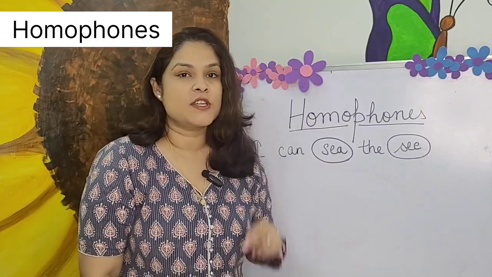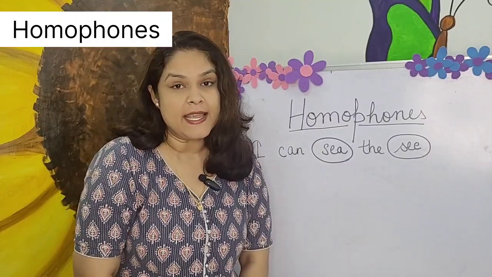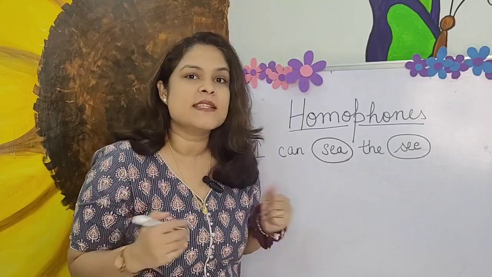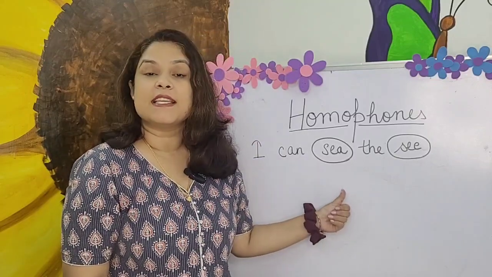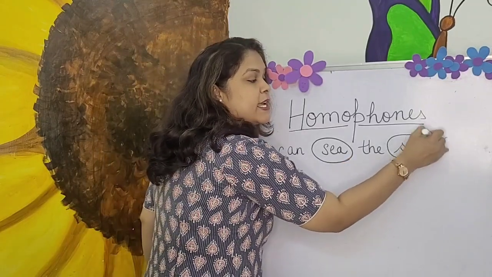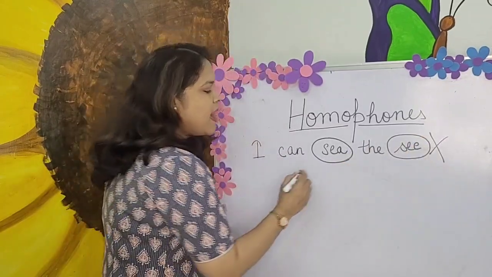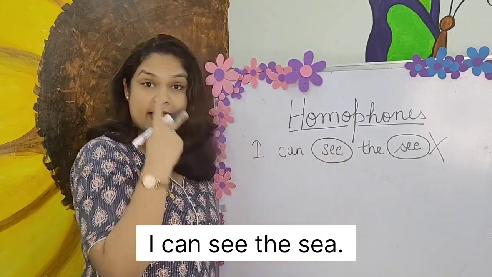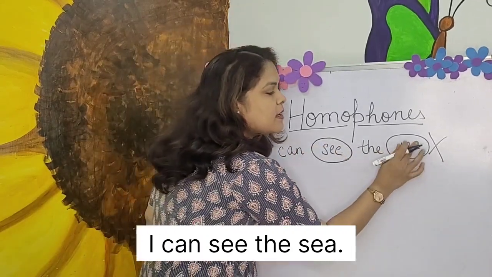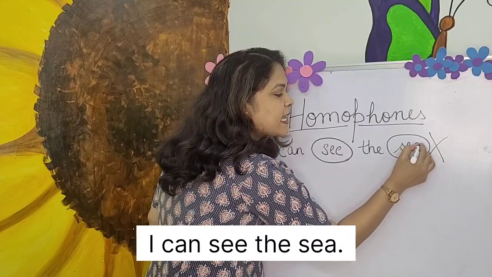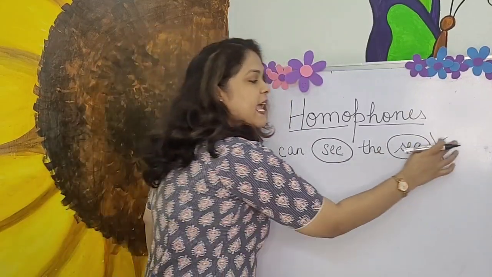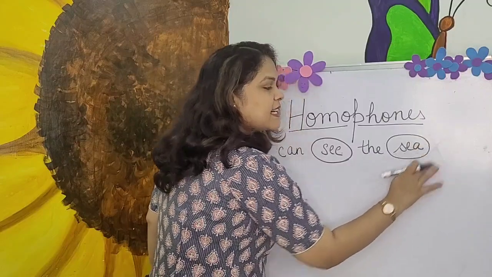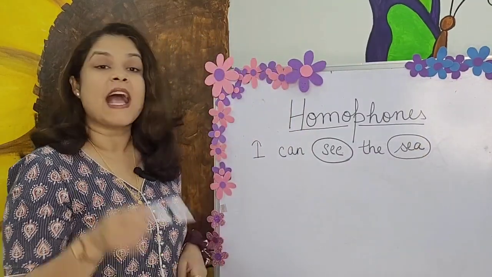So, the pronunciation of those two words, see and sea, remains the same. But the way I have used them in the sentence is absolutely wrong. What is it going to be? I can see, S-E-E. I can see the sea, S-E-A. And then it becomes correct. See, that was the reason I wrote it wrong purposefully, so that you can understand what it is all about.